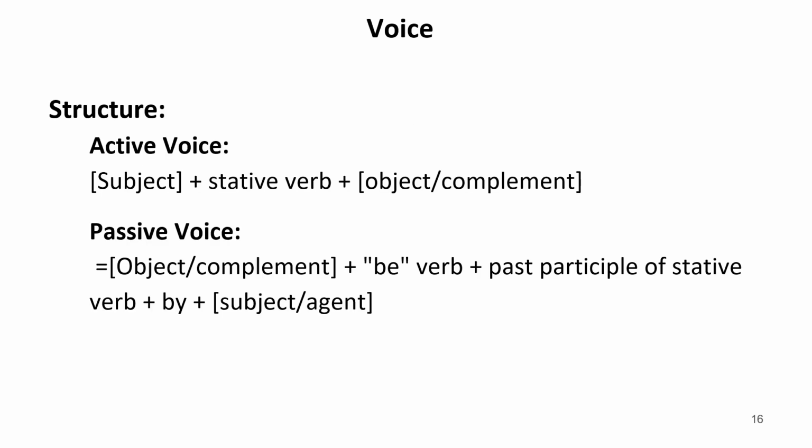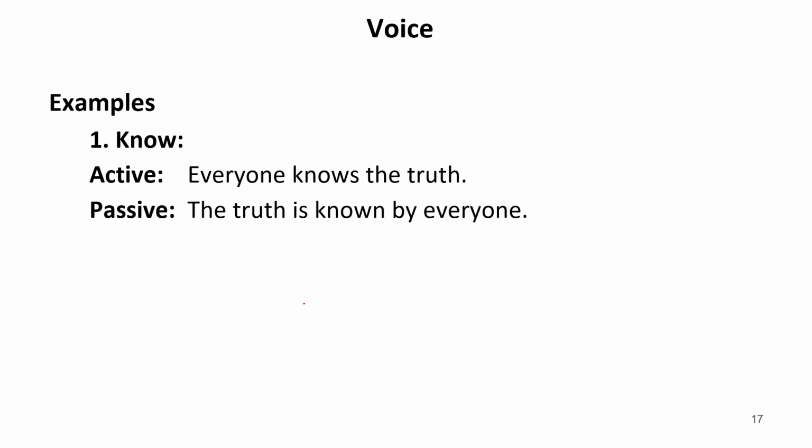Now, how to convert this into passive voice? We have subject, then a stative verb, then object or the complement. What we do, we take this object on the subject place, then "be," then verb past participle of the stative verb, by plus subject. For example, everyone knows the truth. Now in this case, everyone knows the truth. "The truth is known by everyone," but this sentence is incorrect. Now, how to correct this sentence or how to rectify this sentence? With the word know, we use the preposition "to" and not "by."